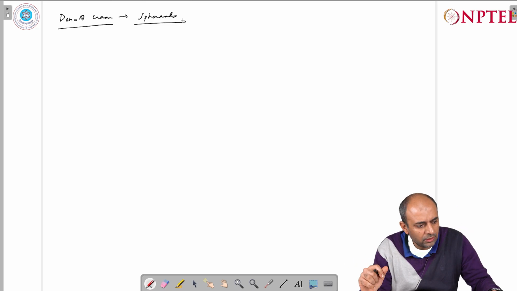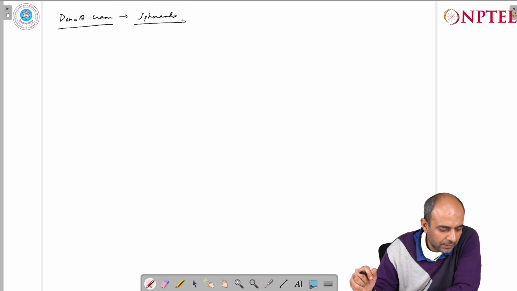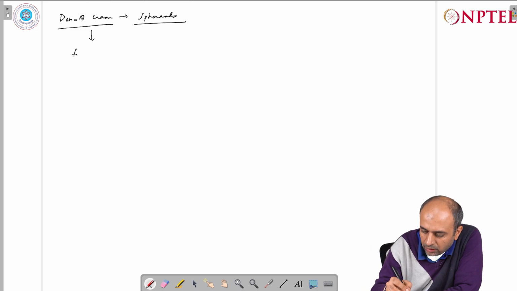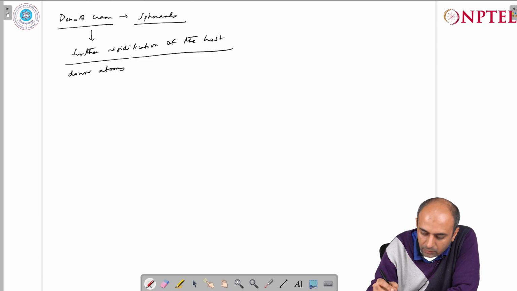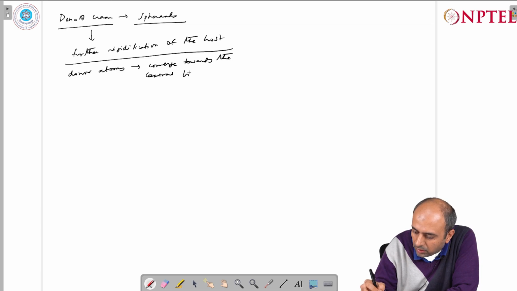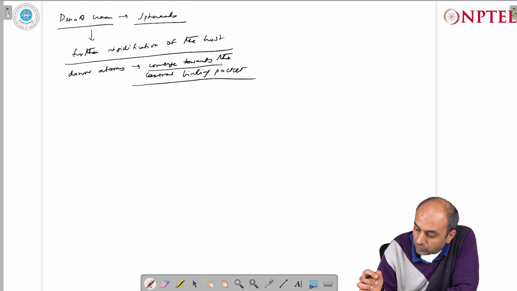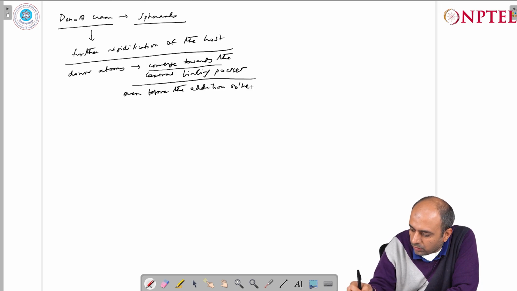So then the concept was, now what was the hypothesis proposed by Donald Cram. What he wanted to do was further rigidification of the host. In addition to the chelate effect, macrocyclic effect, and macrobicyclic effect, he wanted to see whether further rigidification of the host can be obtained such that the donor atoms converge towards the central binding pocket. They strongly converge towards the central binding pocket even before the addition of the metal ion.